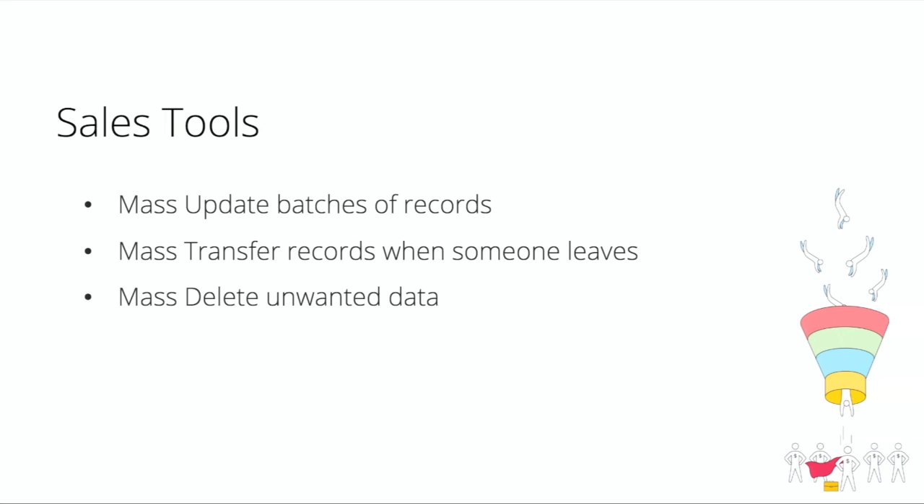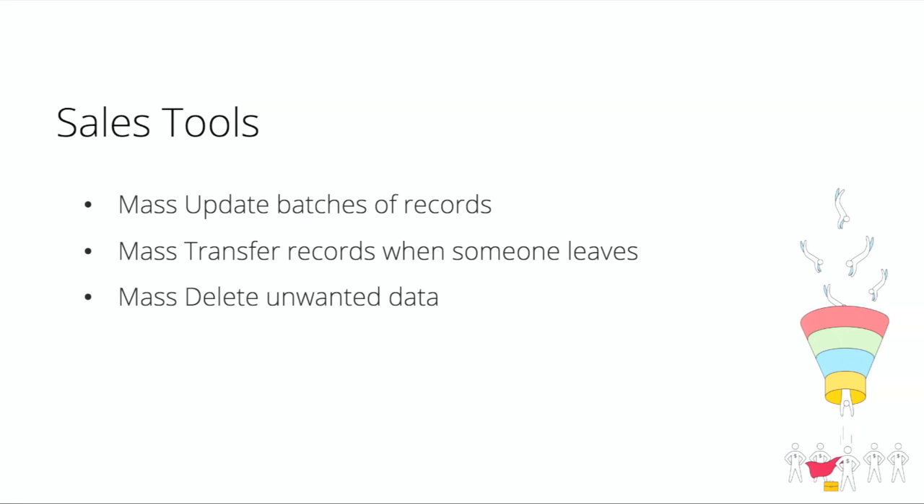And then finally, mass deleting unwanted data. There's another option in there for mass delete. As a best practice, I usually recommend not to ever delete any data. There's really no reason to. You can always mass update the lead status to something like dead lead or junk lead, or just individually update that instead of deleting it. It's good to have it.